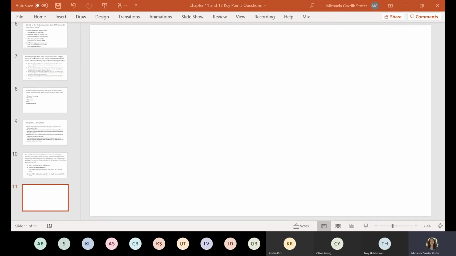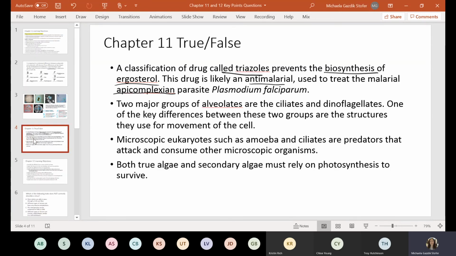Whoops, sorry, changed the slides on you. What happens when I try to use my mouse on a different screen and I'm on the wrong screen? Let's go back to where we came from.